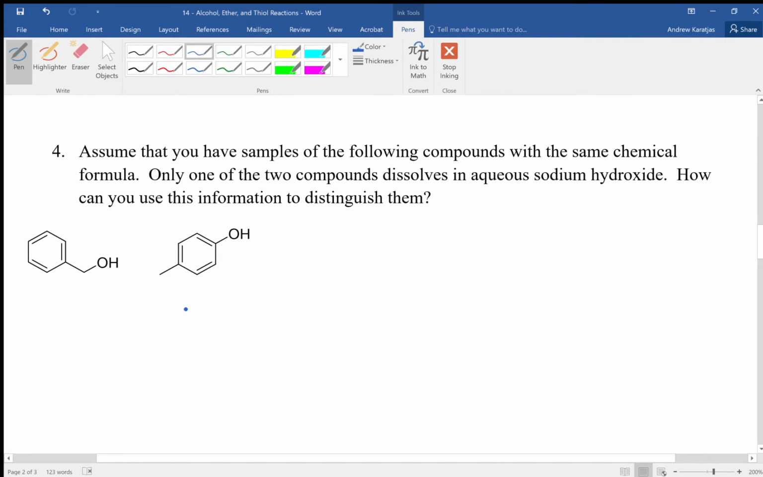All right, question 4 says, assume that you have these two compounds that are drawn below. They both have the same chemical formula. But when we add them to sodium hydroxide, only one of them dissolves. So how do we use that to figure out which one's which?